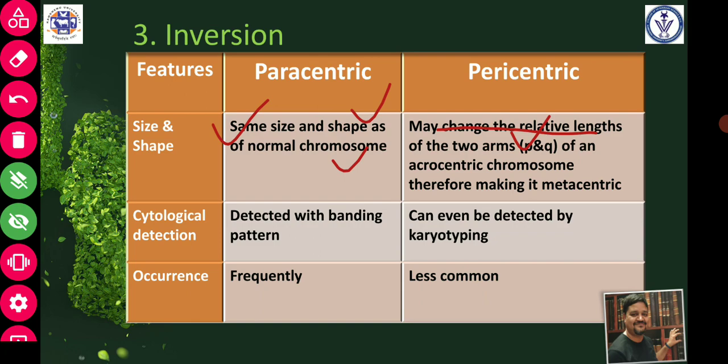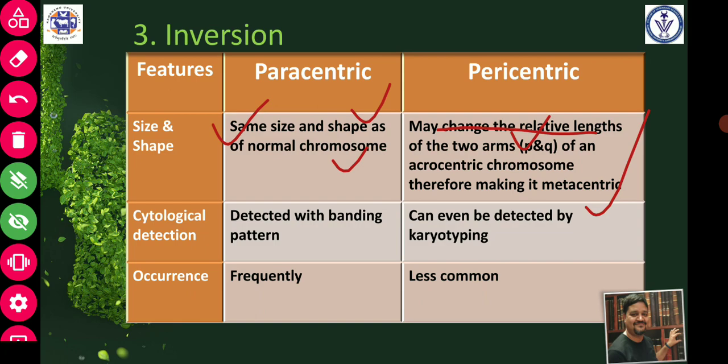This may change the relative length of two arms of an acrocentric chromosome, therefore making it metacentric. So in case of acrocentric, if there is inversion, it may lead to a metacentric chromosome. If you just take a piece of paper and pen and try to draw, under what condition will this acrocentric chromosome be converted into a metacentric chromosome when there is pericentric inversion.